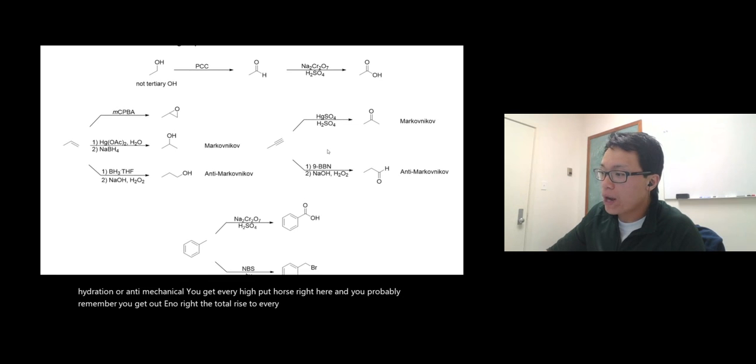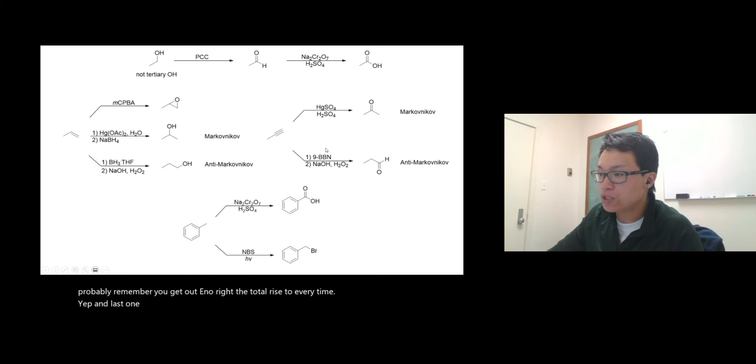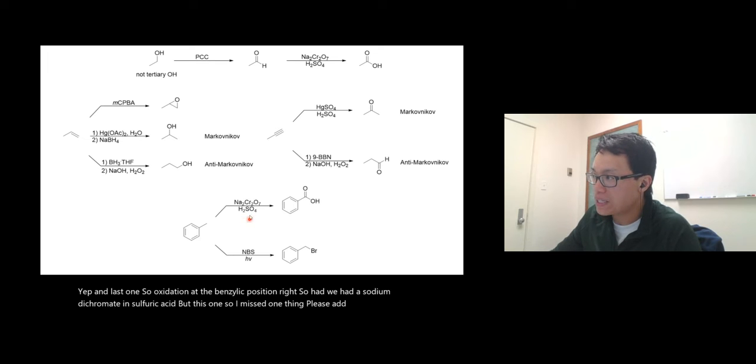Okay. And the last one, oxidation at the benzylic position. We add sodium dichromate in sulfuric acid. But with this one, I missed one thing. Please add heat right here. You need to add heat.